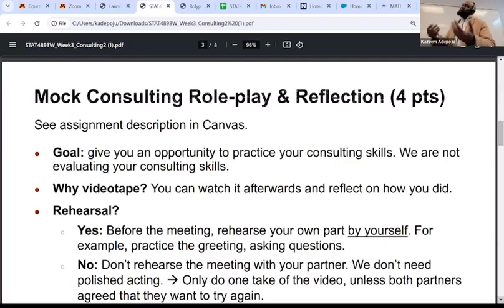You can use maybe a real-life problem, or you could use a hypothetical problem. All we want to see is a demonstration of how you are going to do it in a way that will make sense.